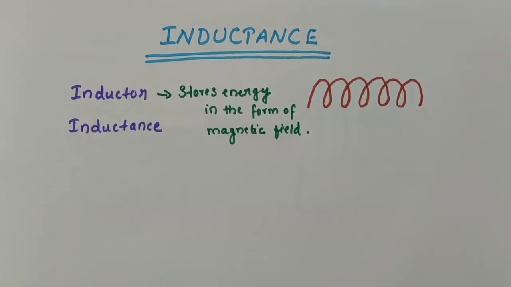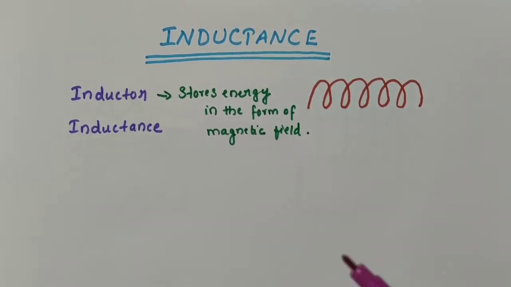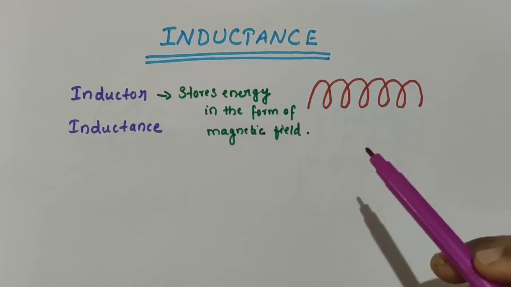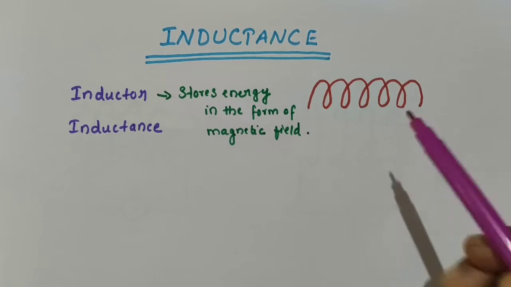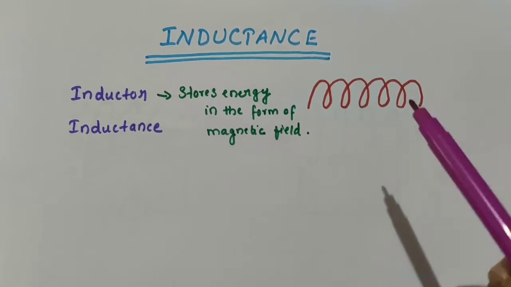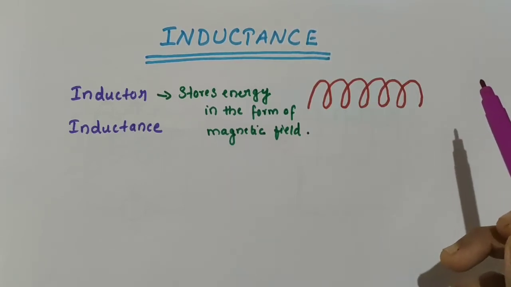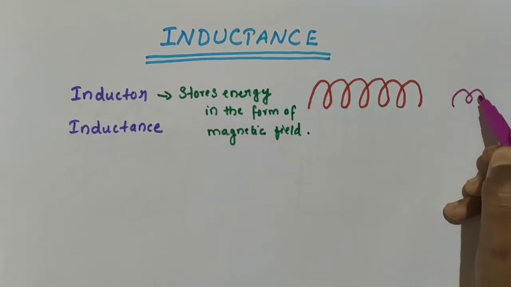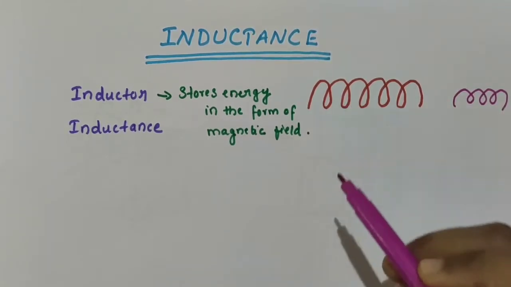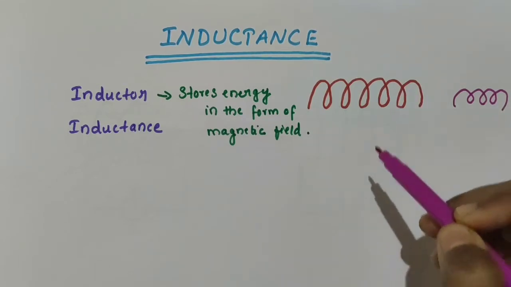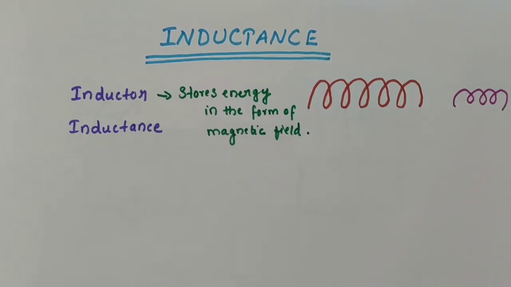We know that an electric current can be induced in a coil by changing the flux associated with the coil. It can be the flux change produced by another coil kept near to this, or it can be the flux change produced by the same coil when some current flows through it.